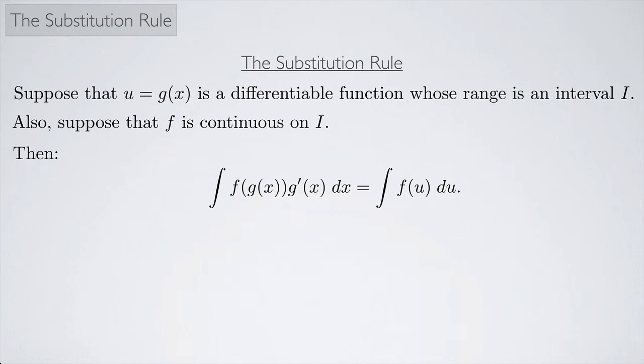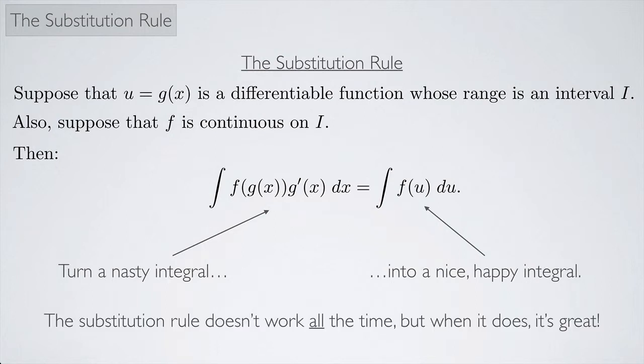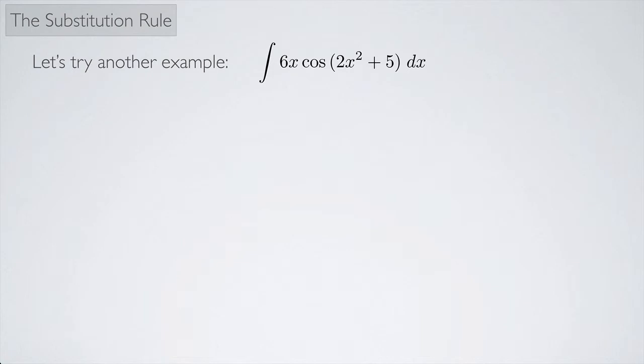So what we're essentially doing is taking something that's a nasty integral and turning it into a nice, happy integral, something that you know how to do. Now you can't do this all the time, but when you can do it, it works really well for evaluating integrals. Let's look at another example. How about the integral of 6x cosine of 2x squared plus 5 dx?